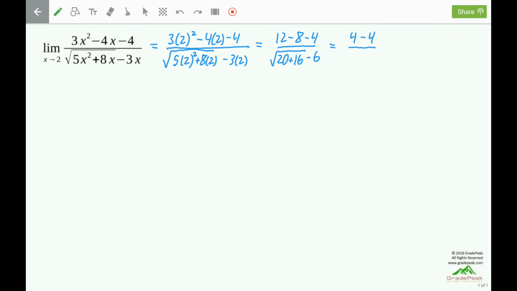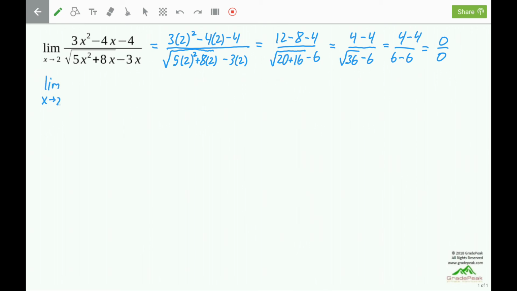In the denominator, 20 plus 16 is 36. So we have 4 minus 4 over the square root of 36 is 6, minus 6. We have the 0 over 0 indeterminate form. We will need to rework this. Since we have a root combination, a root involving the variable x in some way added or subtracted together with at least one other term, that's in the denominator here, we can try the root conjugate method.